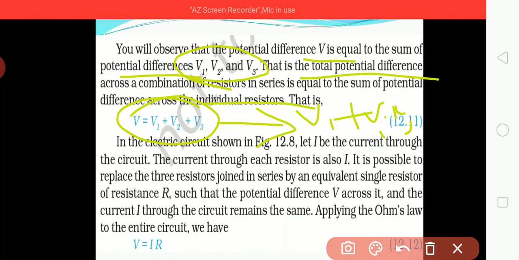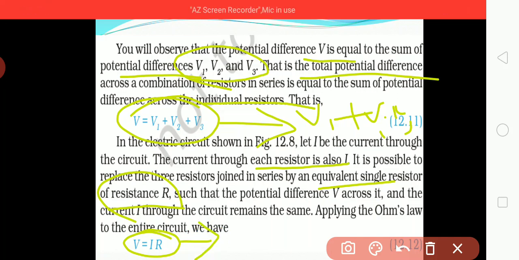In the electric circuit shown in figure 12.8, let I be the current through the circuit. The current through each resistor is I. It is possible to replace the three resistors joined in series by an equivalent single resistor R, such that the potential difference V across it and the current I through the circuit remain the same. Applying Ohm's law to the entire circuit, we get V is equal to IR.